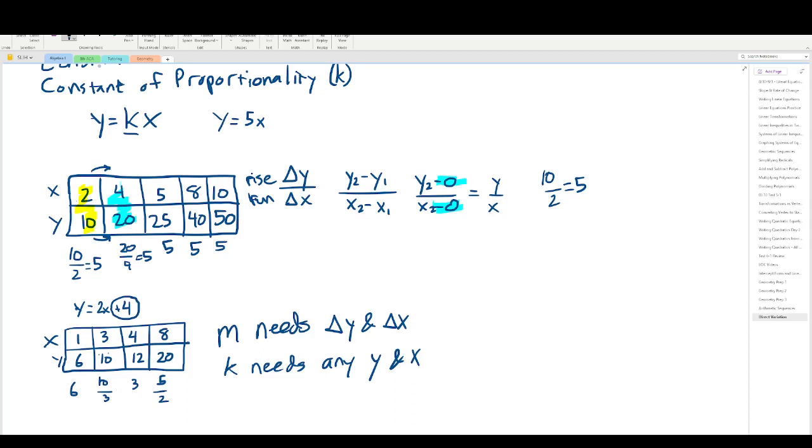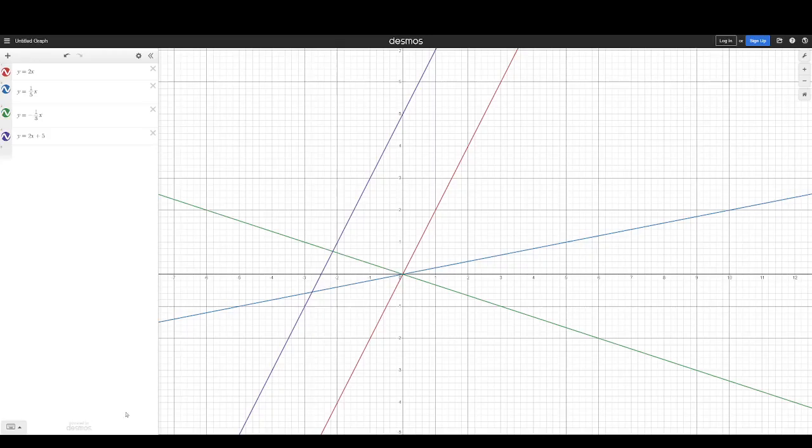And remember that if you're looking at a graph, the way we recognize that is by the graph going through the origin. The y-intercept is at 0, 0. And in an equation, we see that there's no y-intercept given. It's just y equals something x. We don't have a plus or minus b value.